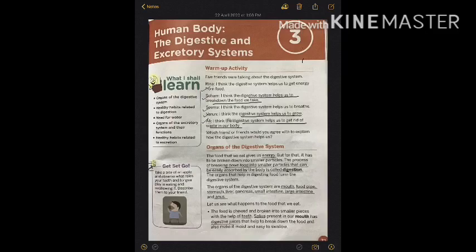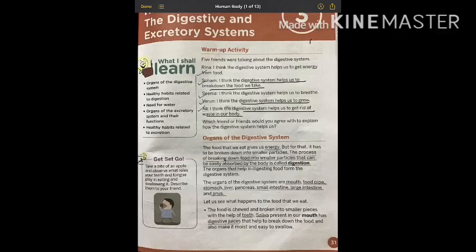Alright students, moving ahead, let's learn about the organs of digestive system. The main organs of the digestive system are mouth, food pipe, stomach, liver, pancreas, small intestine, large intestine, and anus. These are the main organs of the digestive system.